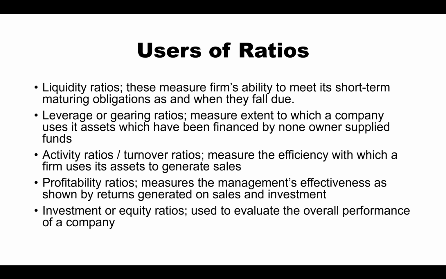And the activity ratios, also known as the turnover ratios, measure the efficiency with which a firm uses its assets to generate sales. Then you have the profitability ratios, which measure the management's effectiveness as shown by returns generated on sales and investment. Then you have the investment or equity ratios. This one is used to evaluate the overall performance of the company, e.g. determining the company's dividend policy, determining the theoretical value of the company's security, and predicting effects of rights issues. All that we are going to do, with their formulas. So that is the definition of each ratio that we are going to look at.